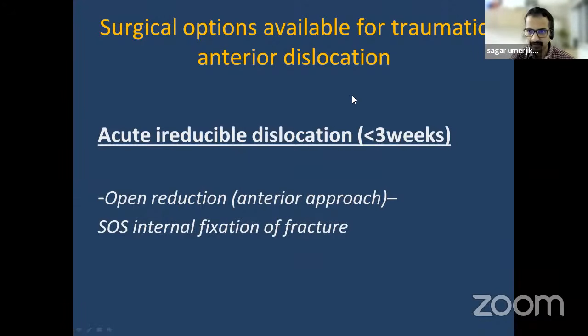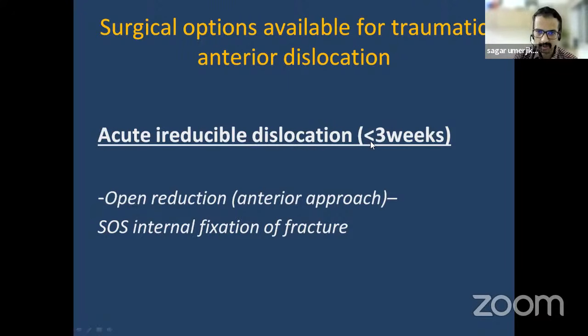I request everyone to go and have a look at on-track and off-track lesions, which is the next level of complication that can occur. Then, the surgical options available for traumatic anterior dislocation can be seen as acute, chronic and recurrent.